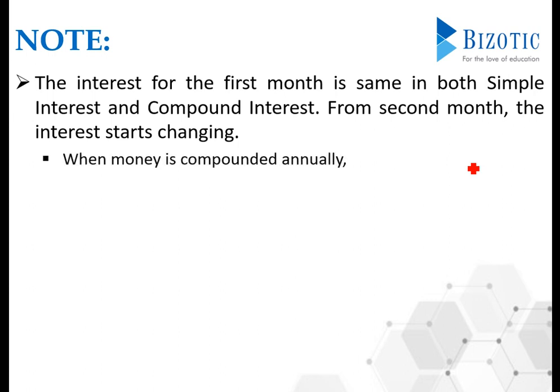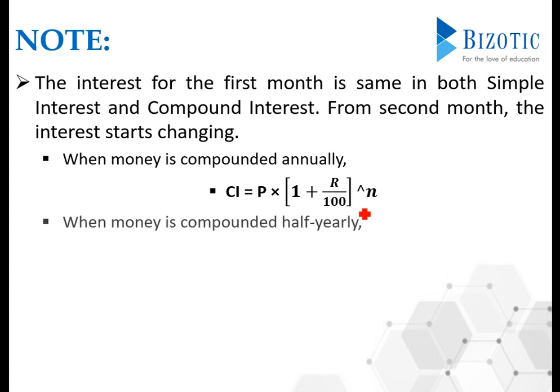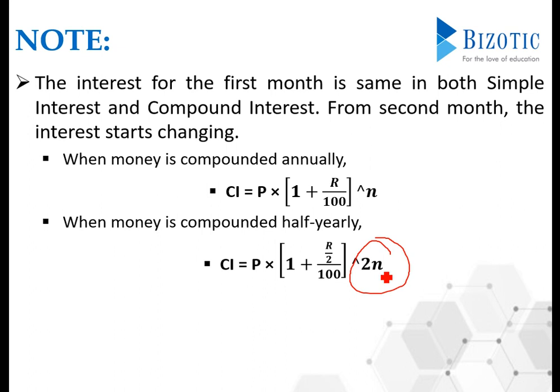When money is compounded annually, that means the interest is calculated per year. Compound interest is calculated as P into 1 plus R by 100, whole power n. If the money is compounded half yearly, that is twice in a year, compound interest will be P into 1 plus R by 2 divided by 100, whole power 2n. So what is changing? N, the time period, is changing, and the rate of interest is reduced to half because we are calculating it half yearly.